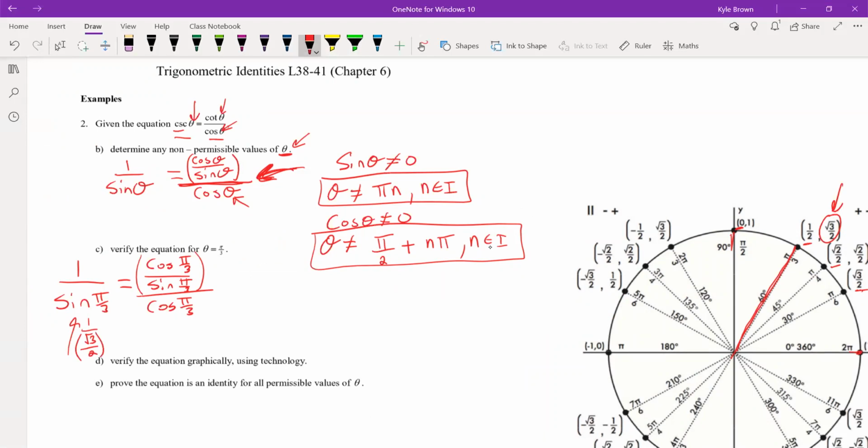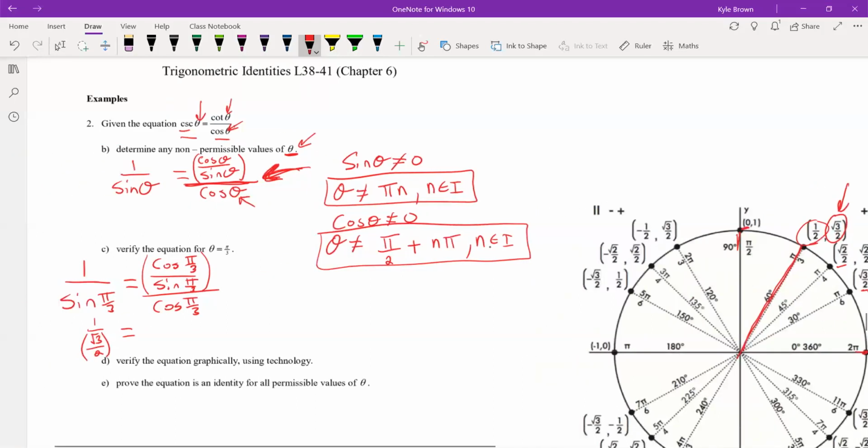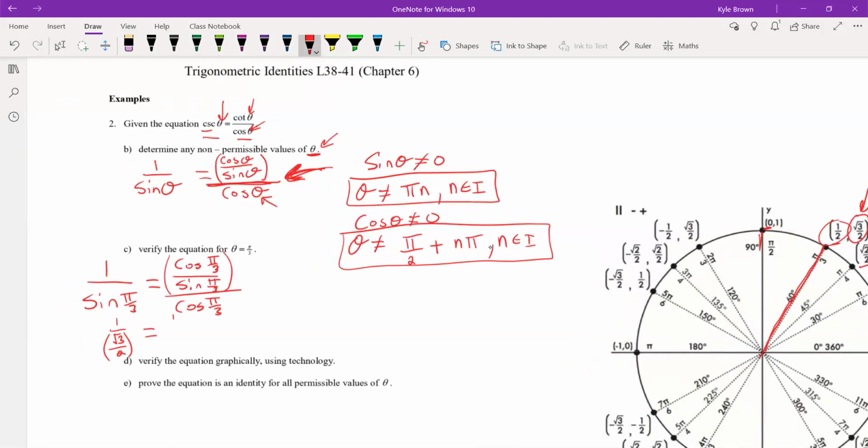And that's supposed to be equal to, and then cos at pi over 3. So cos at pi over 3 is a half. So we'll do that again, and I'll put in brackets again. So a half over, and then sine pi over 3 was root 3 over 2, and then over a half. Okay, ooh, that was weird.